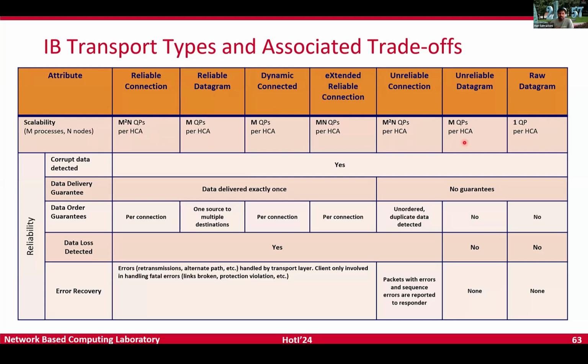UD, on the other hand, has a fixed overhead, but it does not have any of the cool features like RDMA or atomics that we talked about earlier. So vendors have tried to come up with intermediate protocols with the features of RC and the scalability of UD. These are called extended reliable connection and dynamic connected, as you can see here. They have all the features of RC, while maintaining the scalability of UD. So this is what we have on the host side.